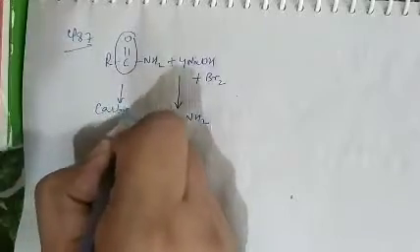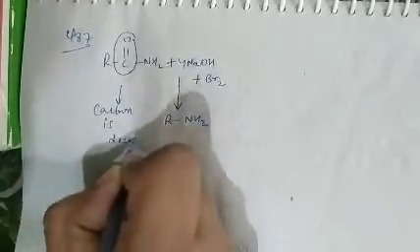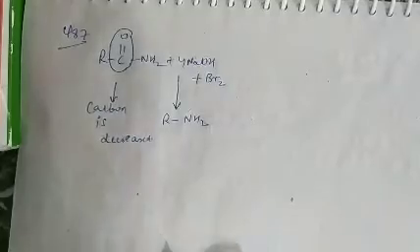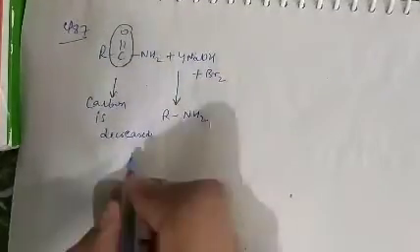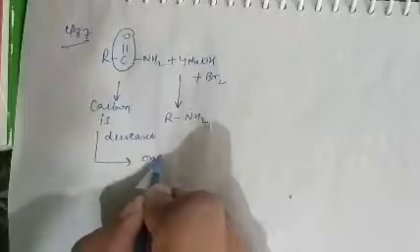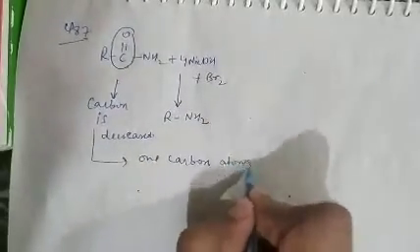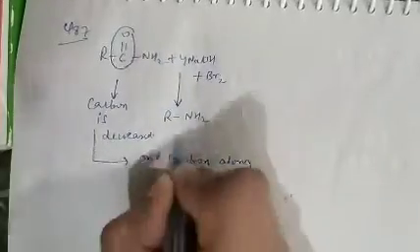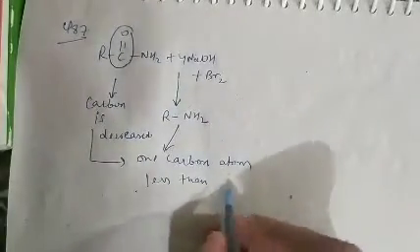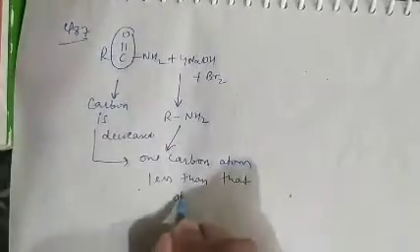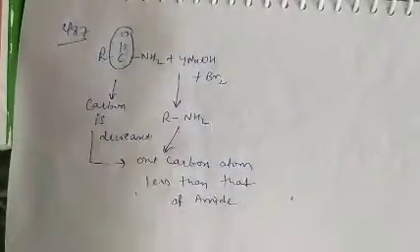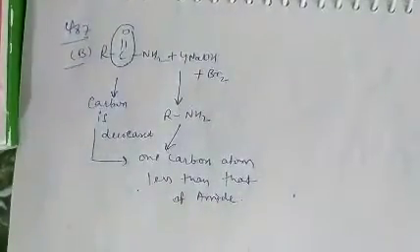As we can see that in this reaction the carbon is decreased. So in this reaction basically the amine has one carbon atom less than that of the amide. So question number 87, option B is correct. See question number 88. Question number 88 is again an easy question.